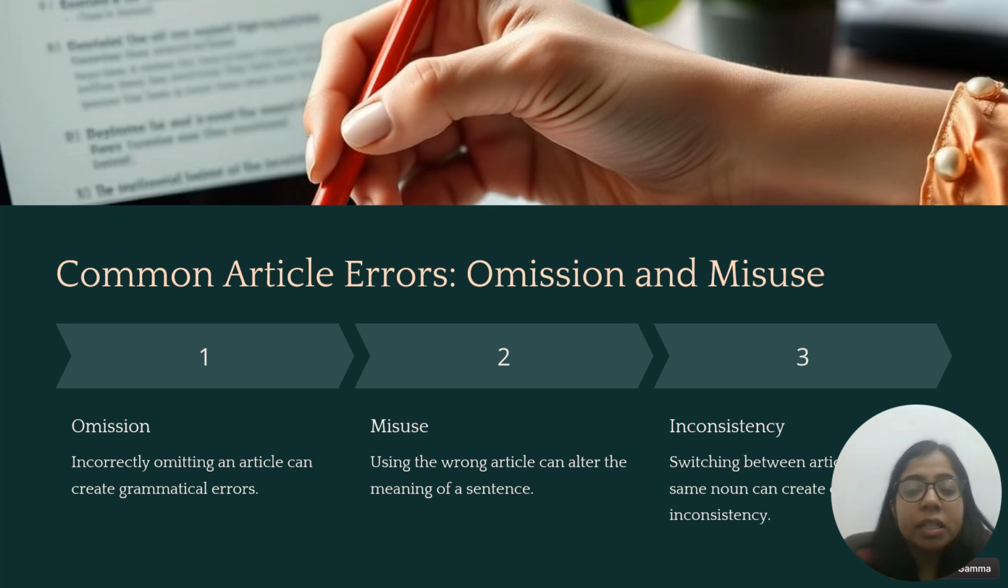Next is inconsistency. Switching between articles for the same noun can create confusion and inconsistency. First you were using A, then you use the: my father is the MLA. No, no, no. Always use an MLA only.